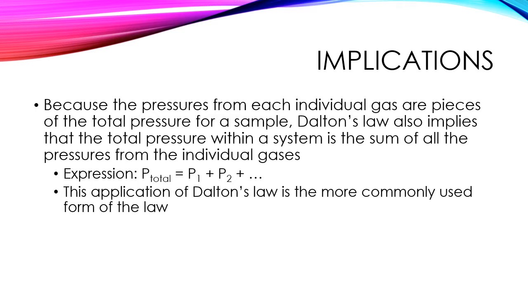This also implies that since the pressures of the individual gases are pieces of the total, if you knew the individual pressures of the gases, you could add them up to get the total. So this alternative expression of Dalton's law would be written as the total pressure equals P1 plus P2 plus etc., all the way out until you've added all the pressures from the gases present in the system. This application of Dalton's law is the one that is more commonly used, and so we will be mostly working with this.